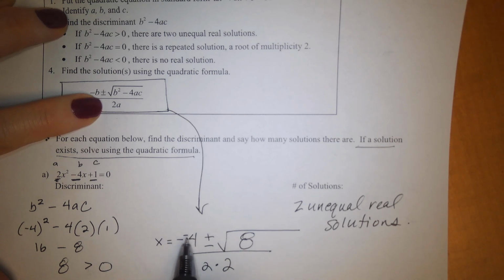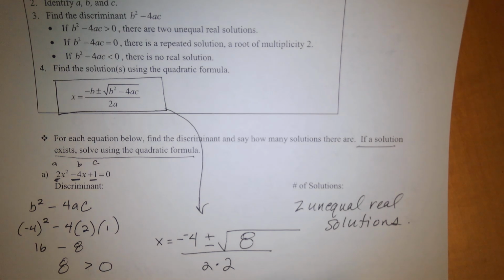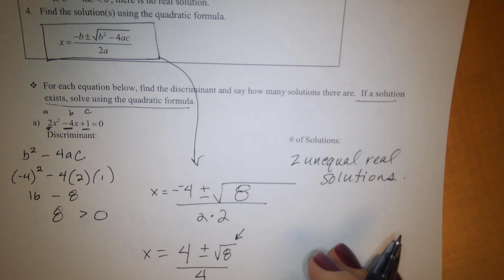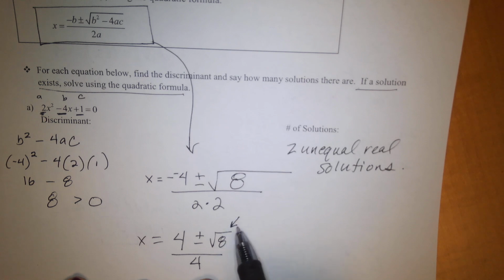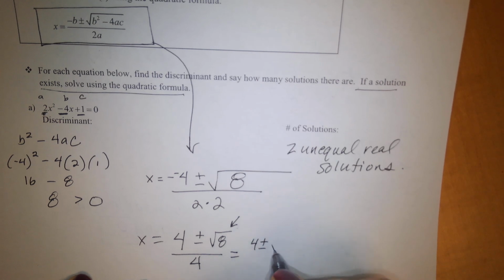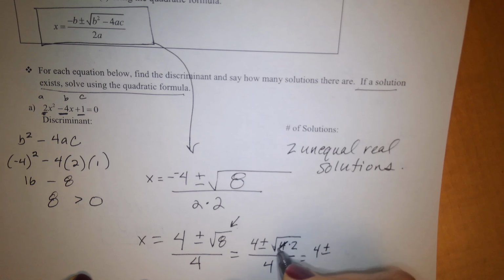So let's simplify. Negative negative is actually positive, plus or minus square root of 8 over 4. Now we're going to want to simplify this. You should be able to simplify radicals. The square root of 8 can be simplified into square root of 4 times 2. Well, the square root of 4 is a whole number. It's a perfect square. It's 2, so we can pull that out in front. So let's take the square root of 4 out in front and make it 2.